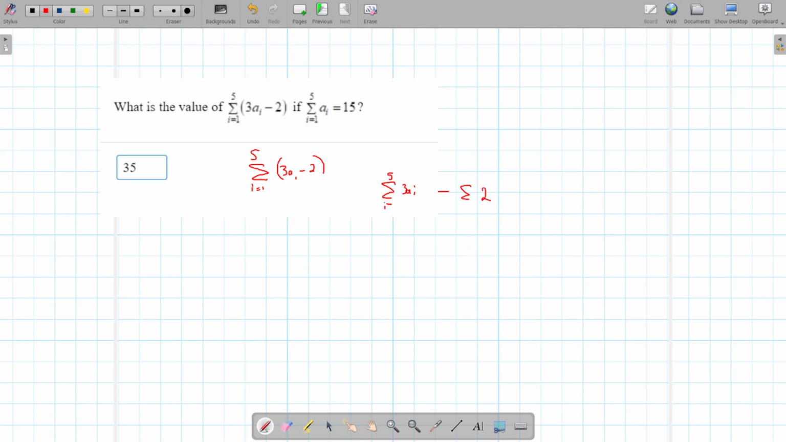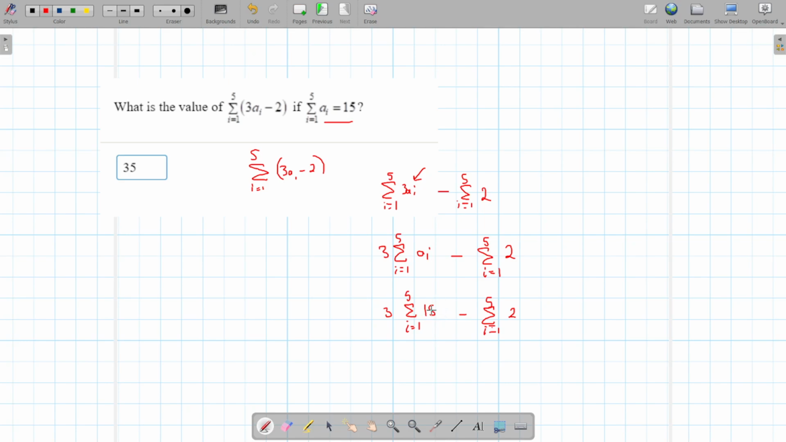Obviously, it starts at i equals 1 and ends at 5. Can you split this sigma 3a_i? Yes, you can. It will be 3 sigma a_i, starting at i equals 1 and ending at 5, minus sigma 2, i equals 1, ending at 5. Can you solve this knowing that sigma a_i equals 15? Yes, you can. It's the same as saying 3 sigma 15, minus sigma 2.